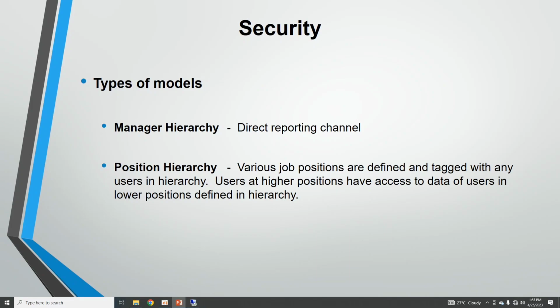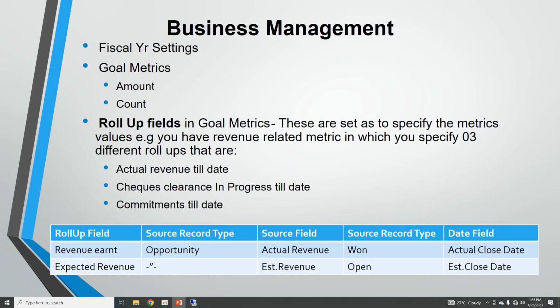So the next security model is managed hierarchy or position hierarchy. These are two types of models of security. The first one is direct reporting channel, that is the manager hierarchy. Position hierarchy is where various job definitions are defined and tagged within a user. Users at higher positions have access to data of users in lower positions defined in the hierarchy.